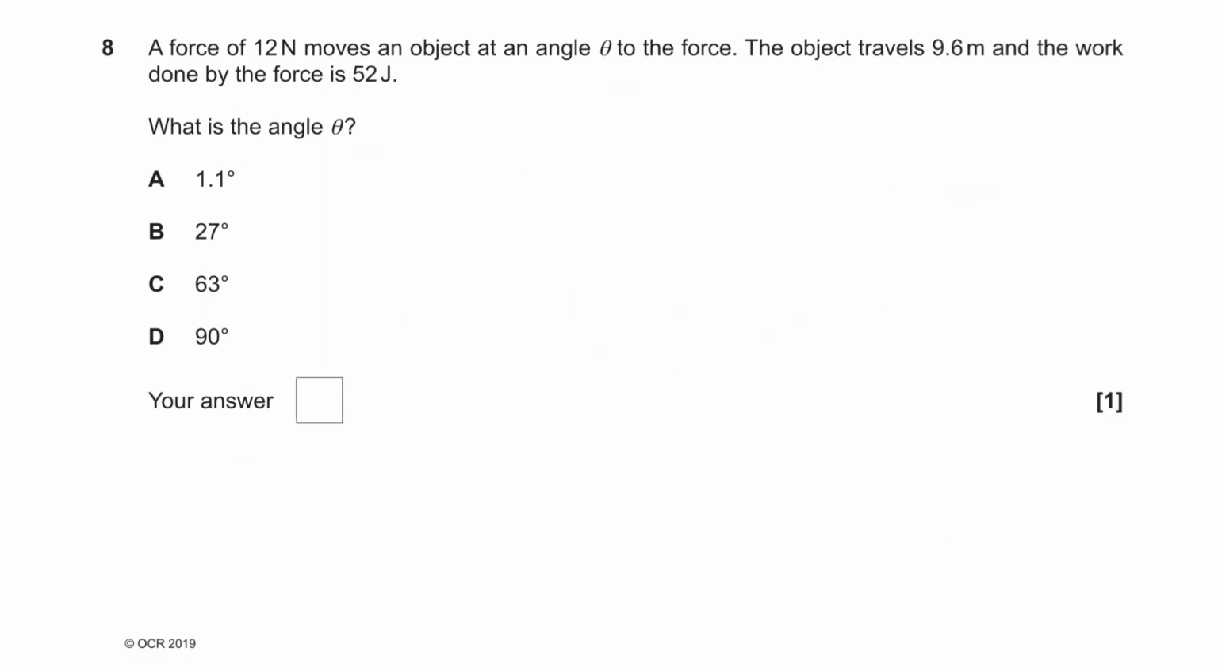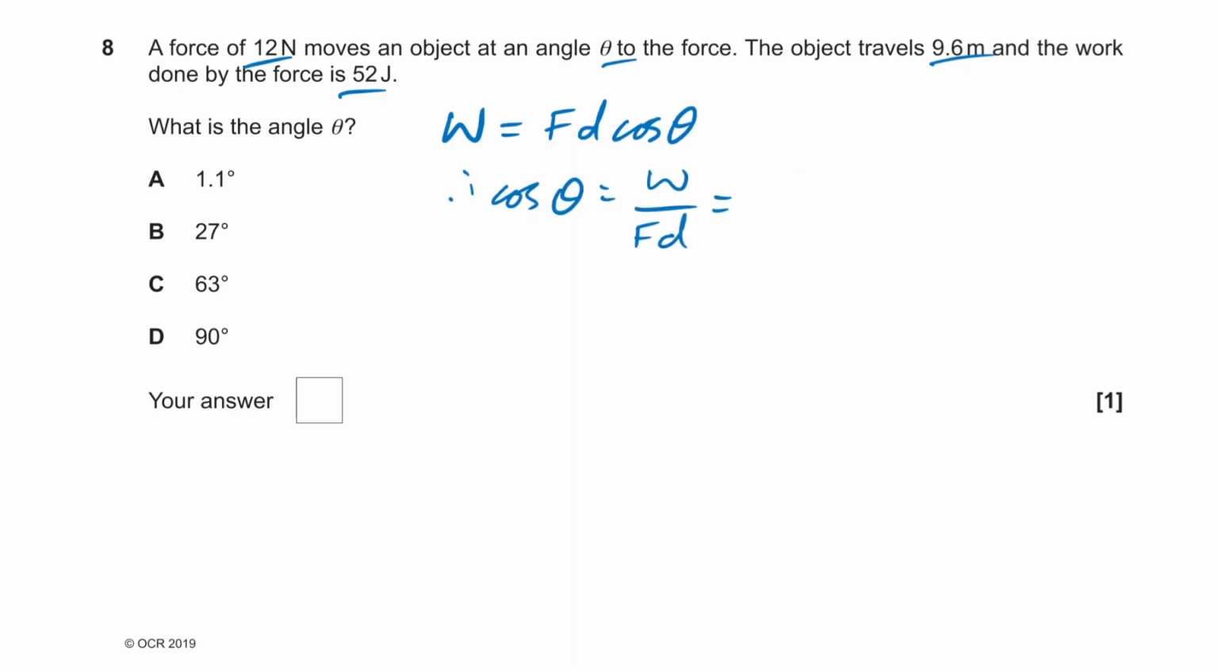8, we have a force, and we have an angle theta, and we have a distance, and we have work done. What's the angle? Well, we know that work done is force times distance, but that's only if the force and distance are parallel to each other. So if they're at an angle, then we times by cos of that angle, so F D cos theta. So rearranging, cos theta is work done over force times distance.